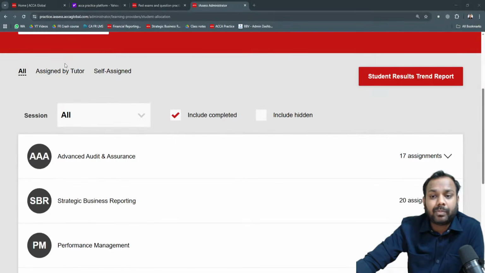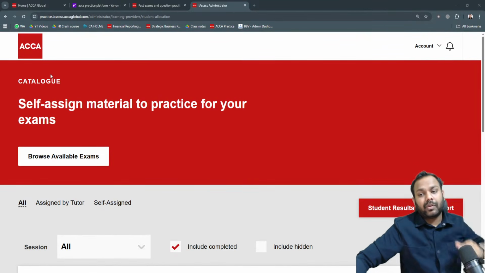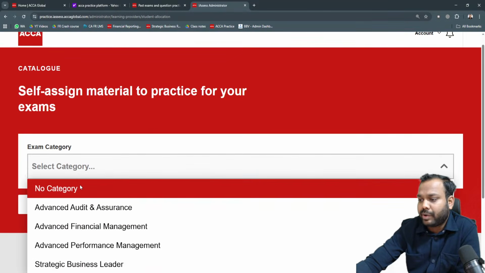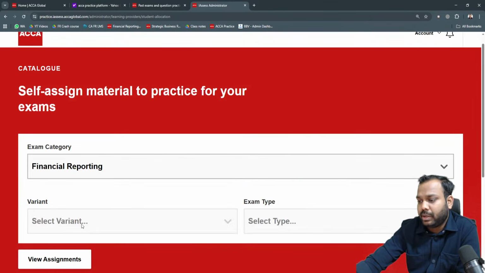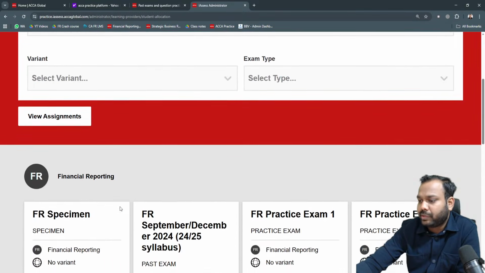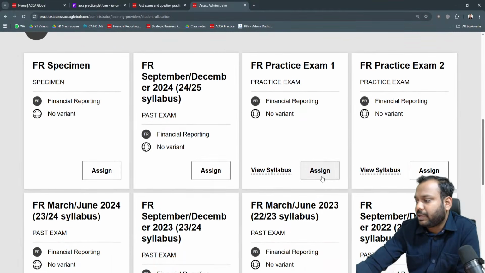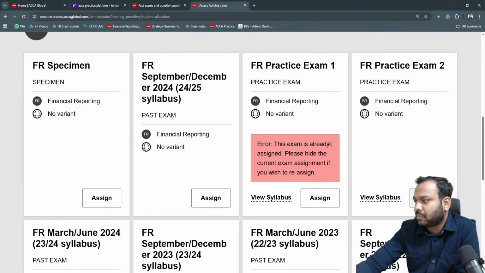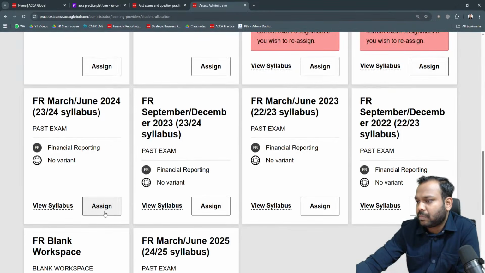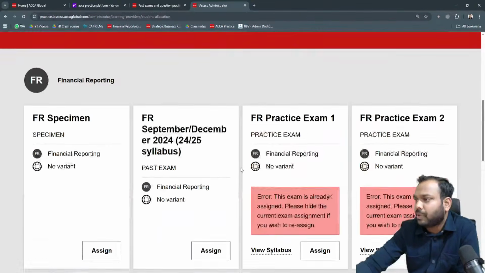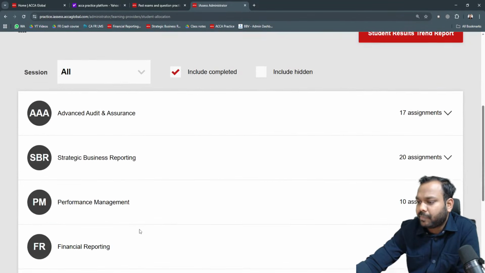Screen sharing. Can you see the ACCA practice platform in front of you? Tell me, guys. Okay, chalo. Browse available exams. So our exam is financial reporting. No variant to be selected. Chalo, financial reporting. Let us take exam one. Assign it. It's already assigned to me, it says. Okay, if it is already assigned, then let me find it here.